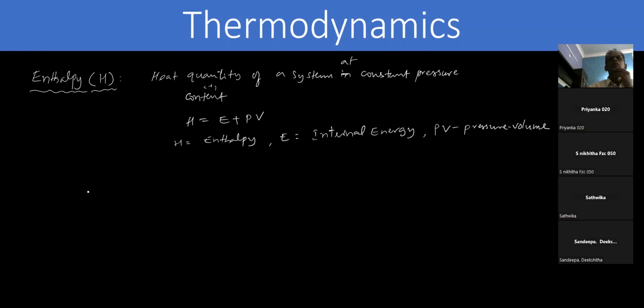So PV is pressure volume. In thermodynamics, this pressure volume gives us work. We will discuss later what is work, how we can get work, and what types of work we have seen in thermodynamics. So this is the main equation which represents the enthalpy of a system.